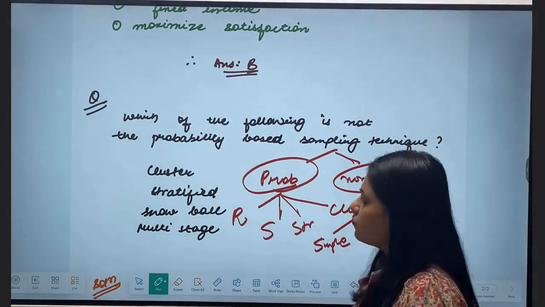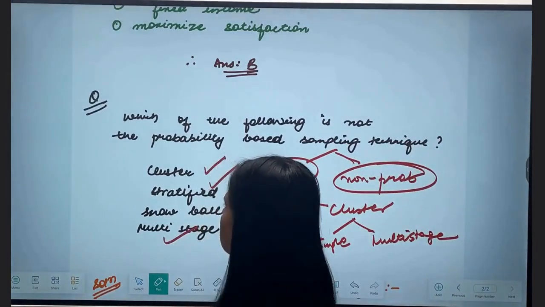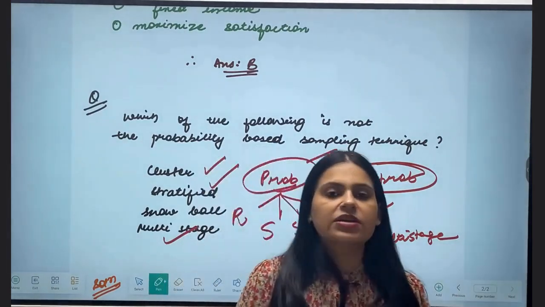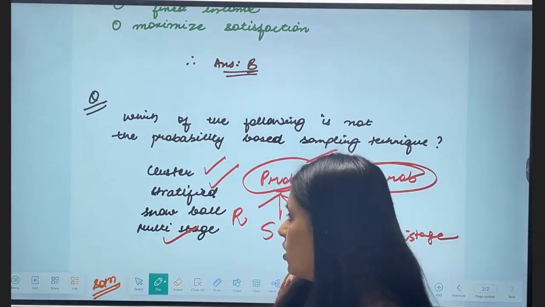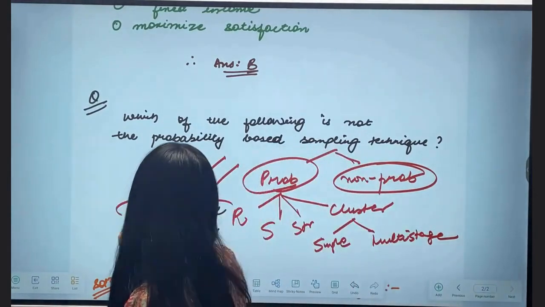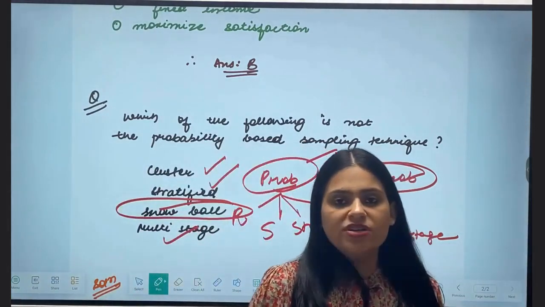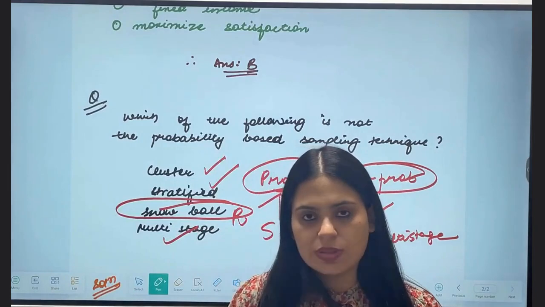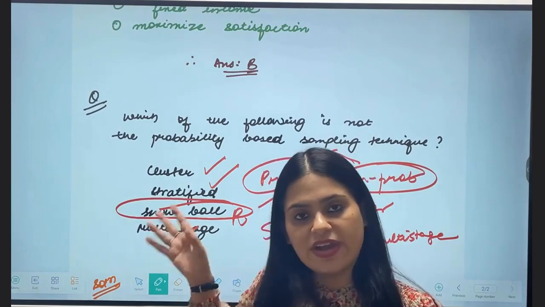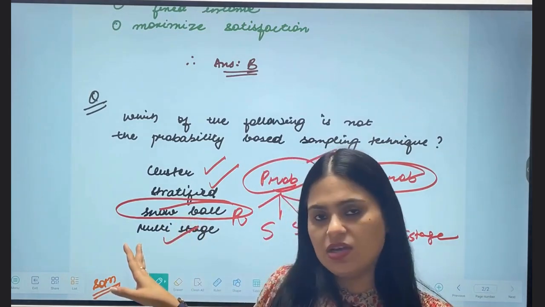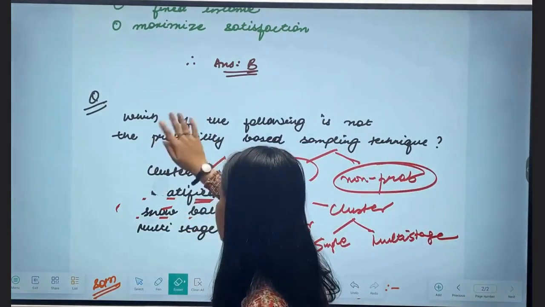Right beta? So when I talk about cluster, stratified and multi-stage, all three of these are probabilistic techniques. The only non-probabilistic technique is snowball. So students who are studying with me, we have dedicated a full 1 to 1.5 hours on this topic in stats, okay? So try to revise this. Okay. Fine, beta. Let's go to the next question.